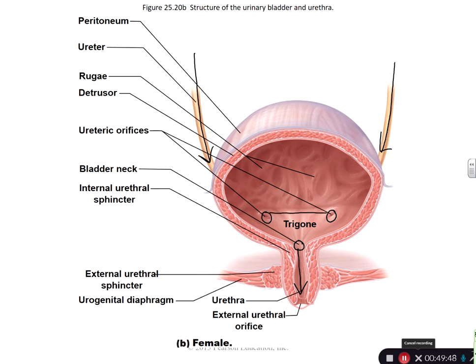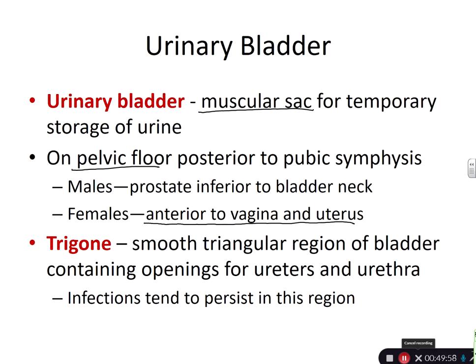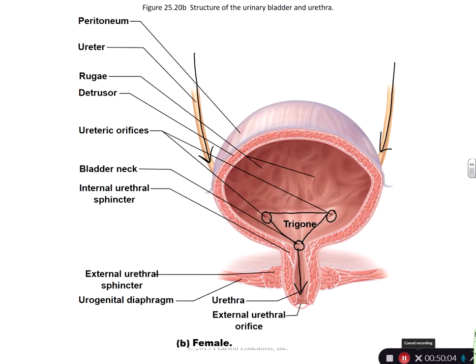So the trigone is this sort of triangle-shaped region where you have the opening of the ureters and the opening of the urethra. Now the trigone is also a place where infections tend to persist. So if you get a bladder infection, it's typically going to be right here, especially in females.